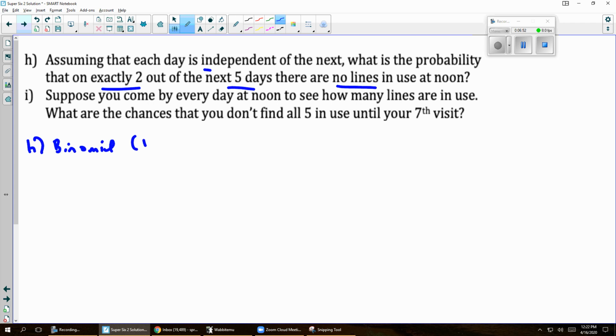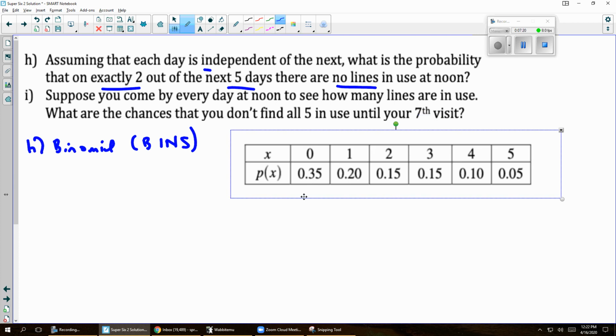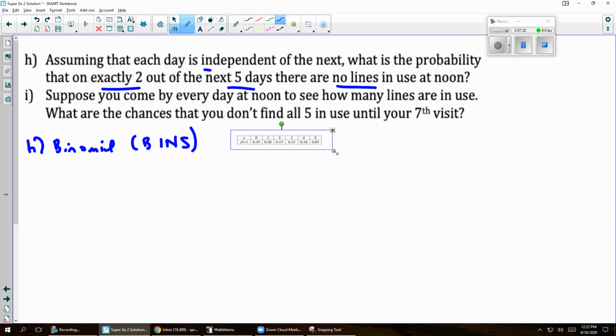And it's binomial. You might recall there are 4 characteristics that our book abbreviated BINS. The first one is binary, or a success and a failure. You either have no lines or it's not no lines. The I is for independence of each observation. The N is a fixed number of observations, in this case 5, and the S is for a set probability. And that probability where there's no lines in use is 35%. You can see right there, no lines in use, 35%. And so we have a binomial situation.